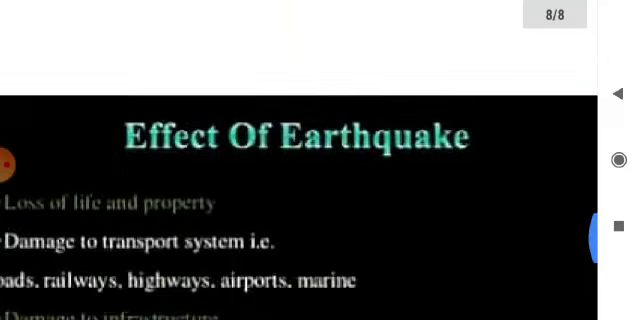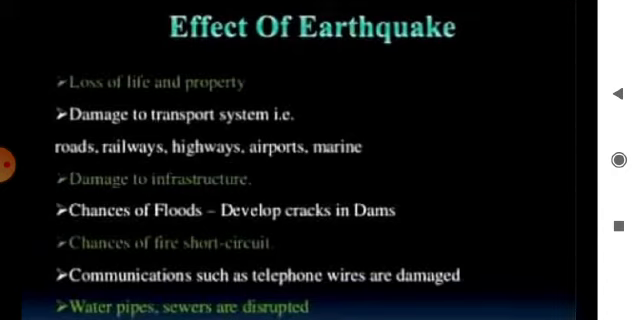Now come to the next point. Effects of earthquakes. Damage and destruction of human establishment and structures like buildings, railway lines, roads, bridges, dams, etc. Loss of human lives, landslides, flash floods, tsunami, building collapse are the effects of earthquake.